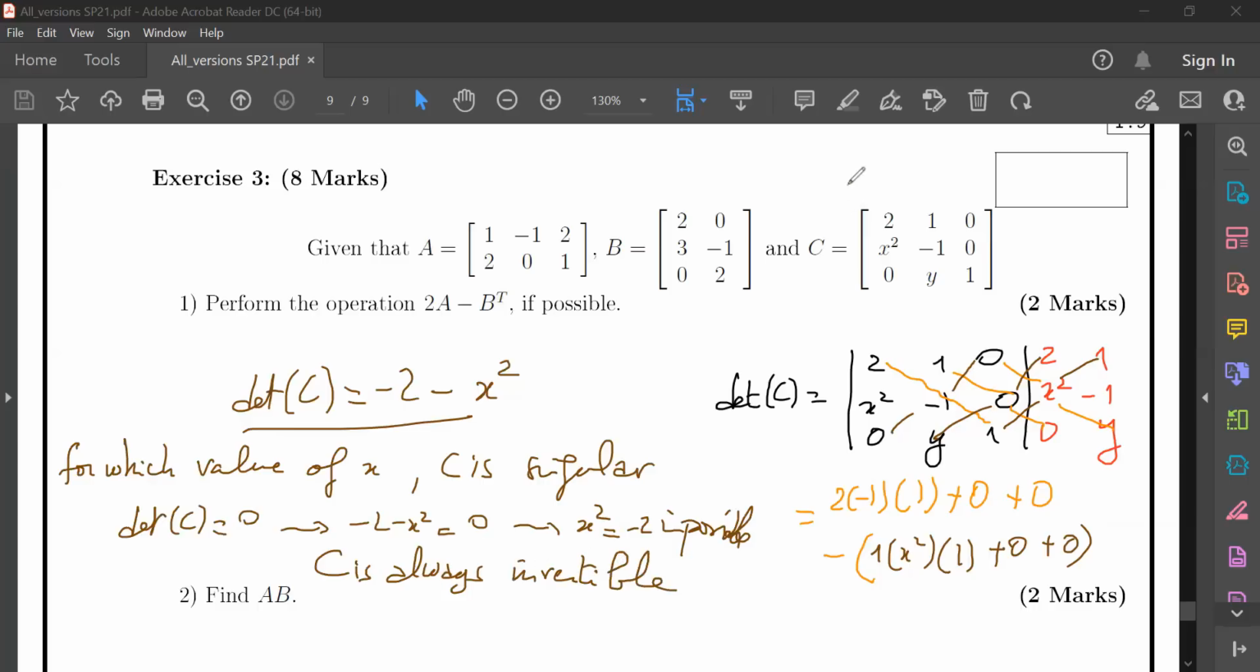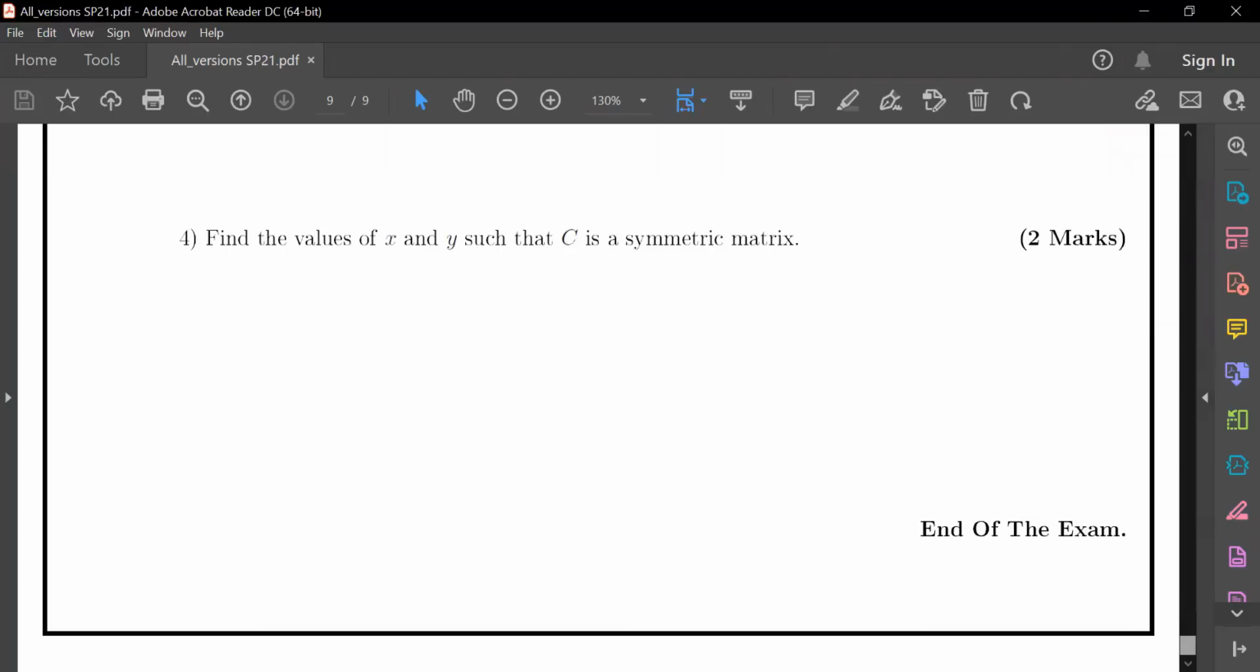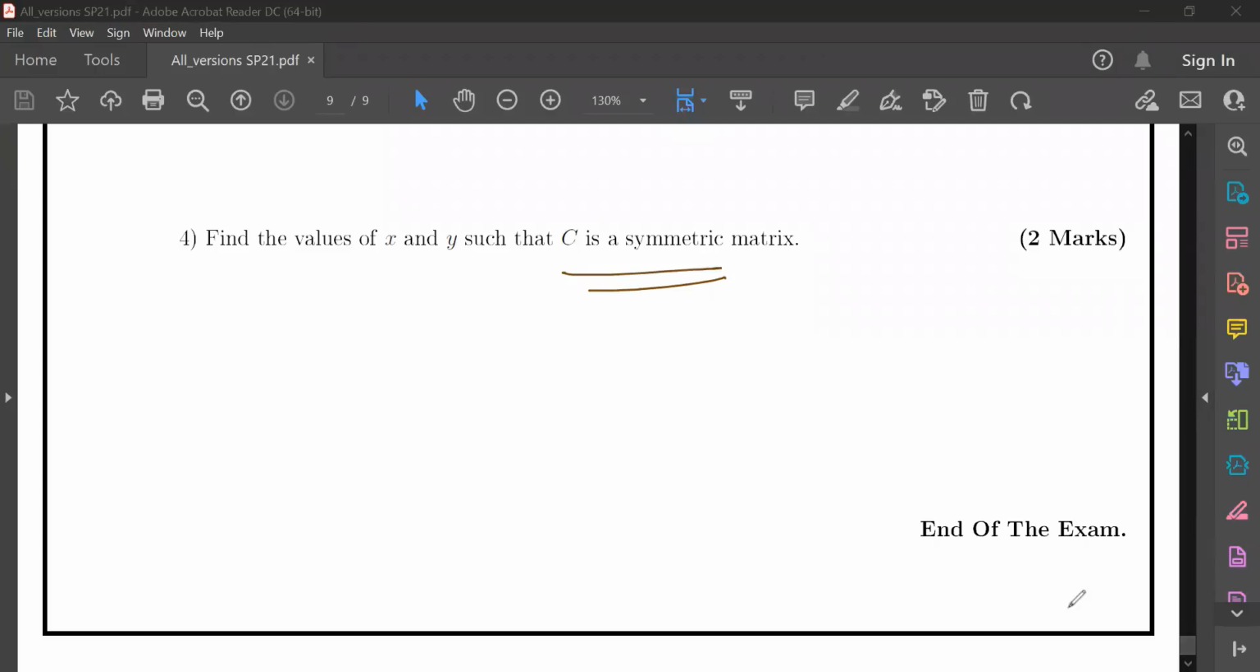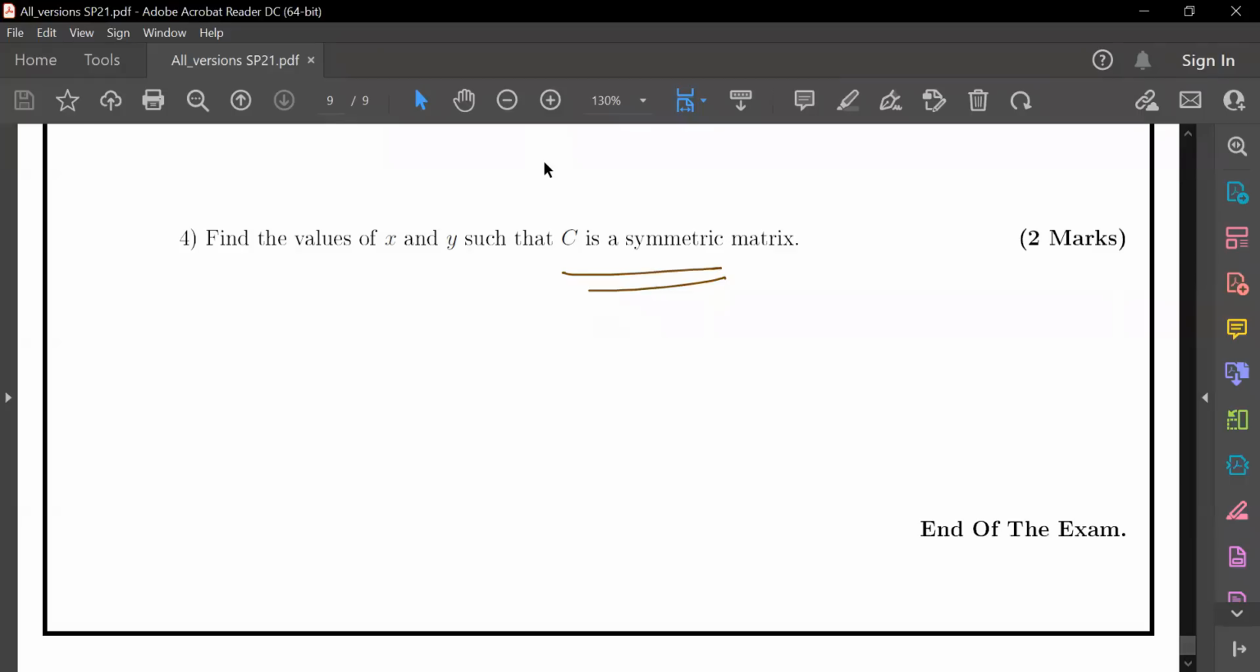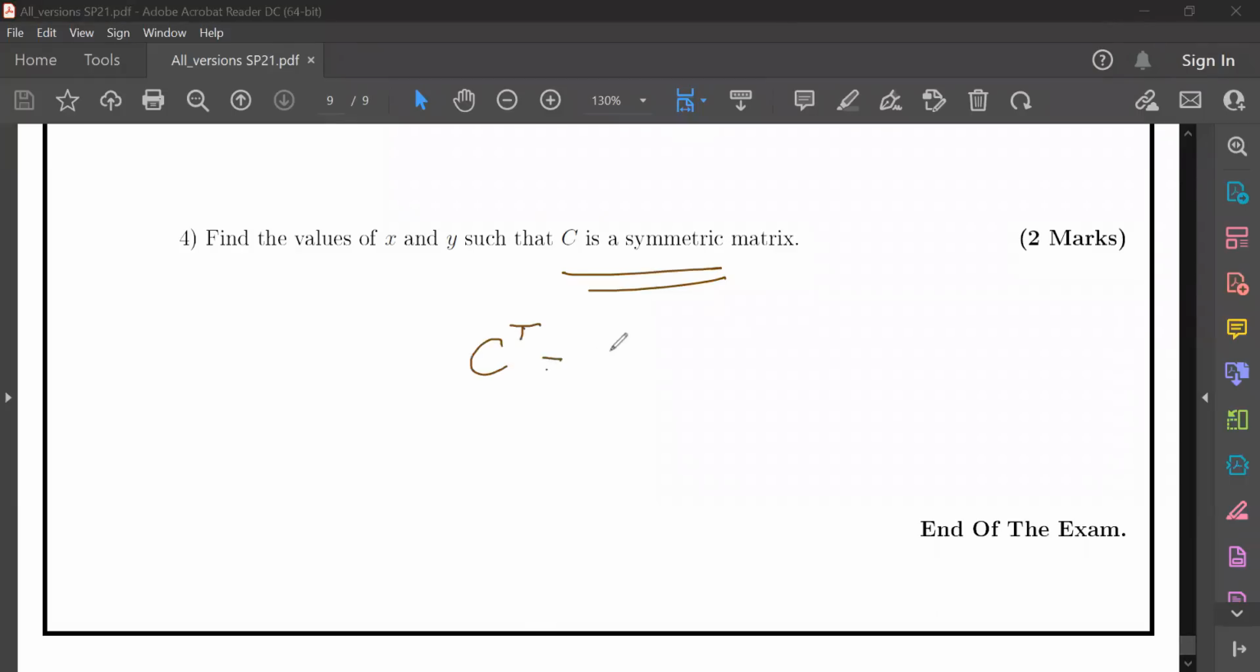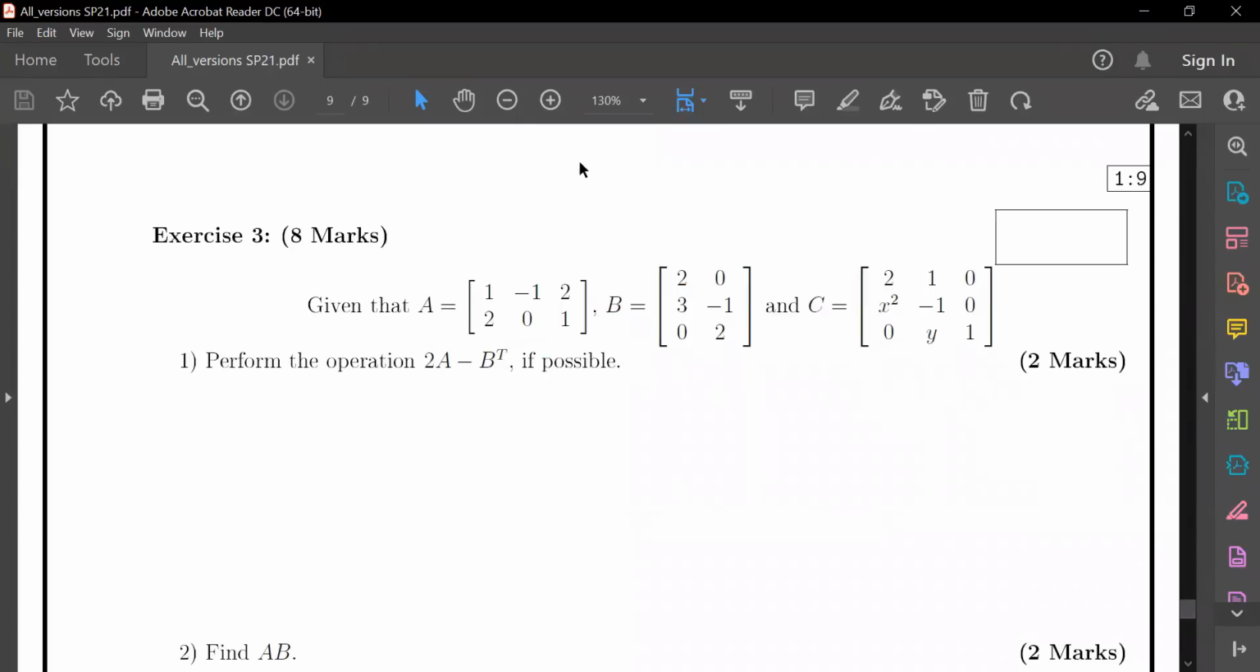And finally, last question. Find the values of x and y such that C is a symmetric matrix. A symmetric matrix means that C transpose must be equal to C. So let's see. So this is the matrix C.